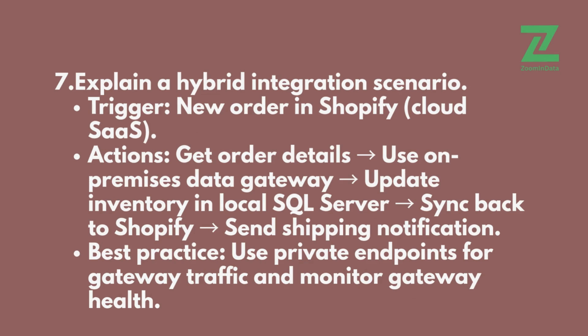Explain a hybrid integration scenario. Trigger: new order in Shopify. Cloud SaaS. Actions: get order details. Use on-premises data gateway. Update inventory in local SQL Server. Sync back to Shopify. Send shipping notification. Best practice: use private endpoints for gateway traffic and monitor gateway health.